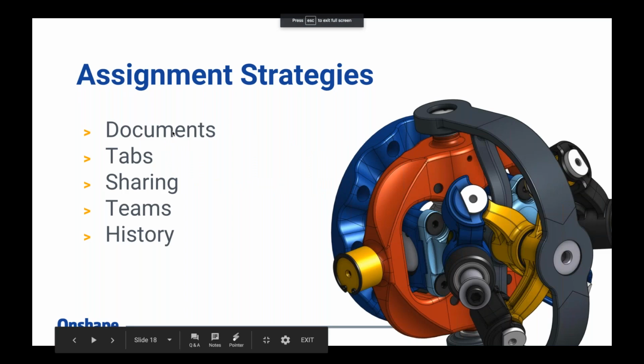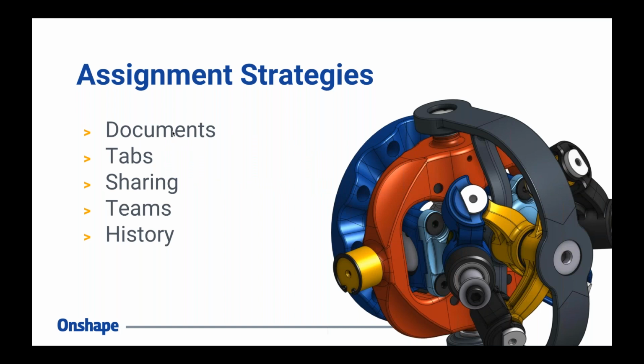So we covered what a document is. That's a project level container. We did cover tabs. That's where your Part Studio and your assembly information as well as drawings will be stored. You can also build the same part in different tabs if you want. Sharing, we talked about in teams. Obviously, you're building those groups of individuals. And then the history allows you to audit and see exactly what happened in the document, which is nice.